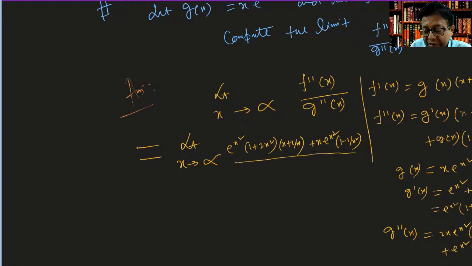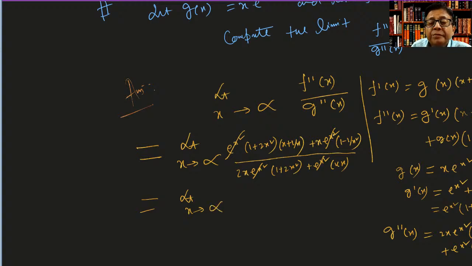That divided by g double dash x, plus. So e to the power x square extending to infinity, so this part will not be 0, you cancel it. So this problem now reduces to this thing only: 1 plus 2x square, x plus 1 by x.